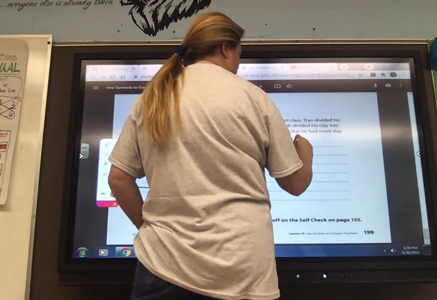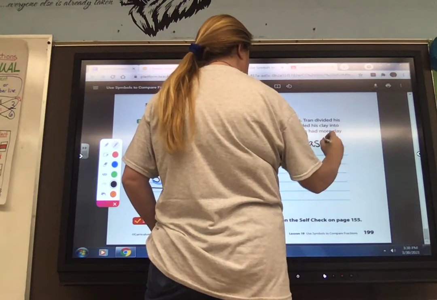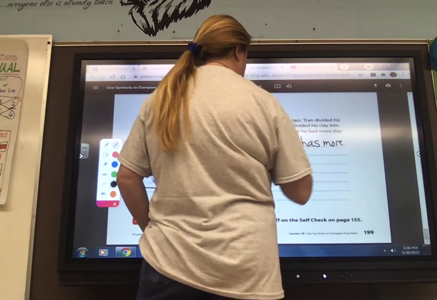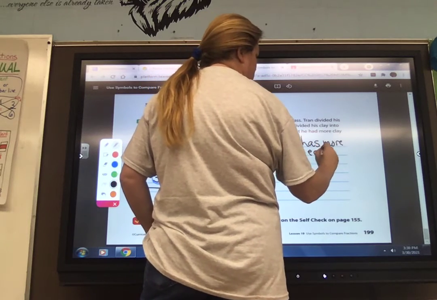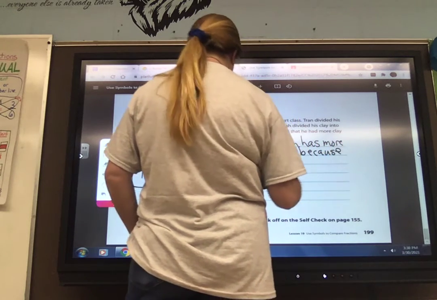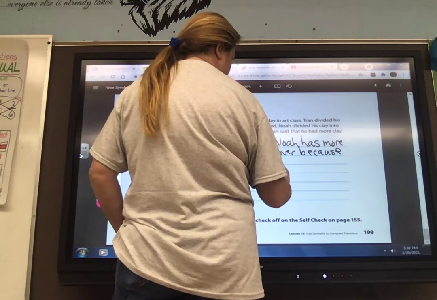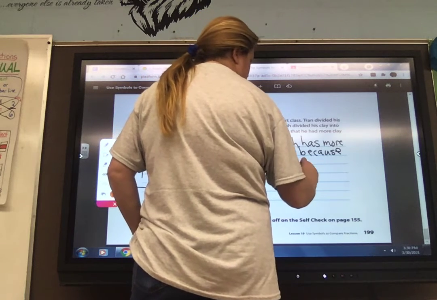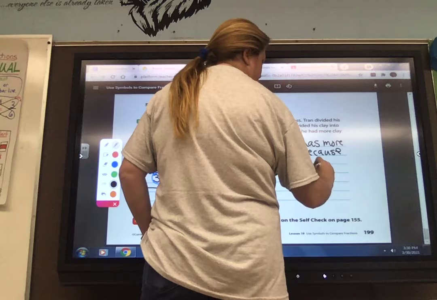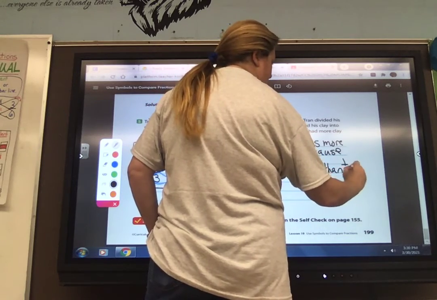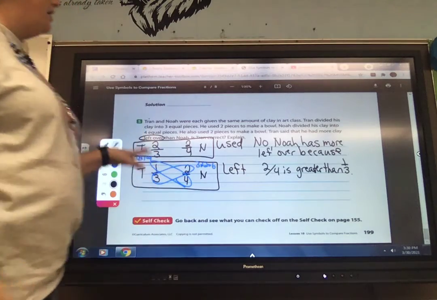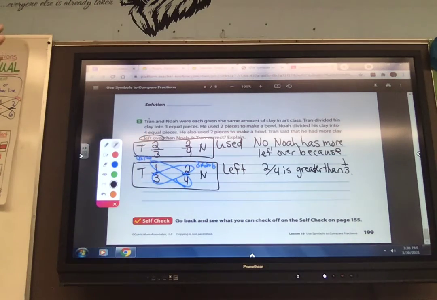Noah has more left over because 2/4 is greater than 1/3. This would be what I would call a DOK4 question.